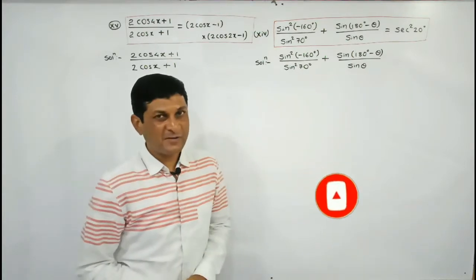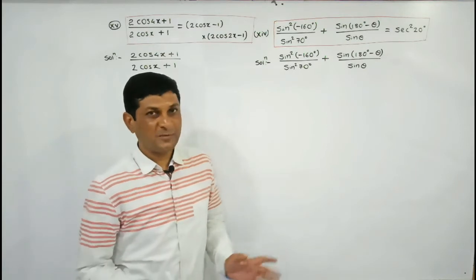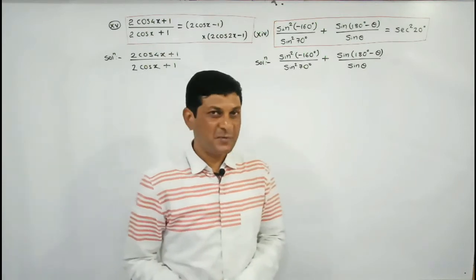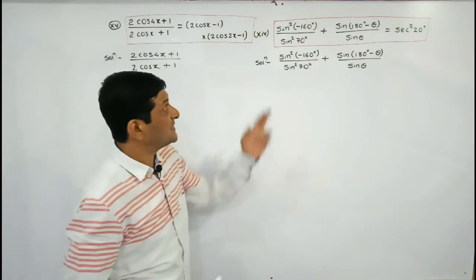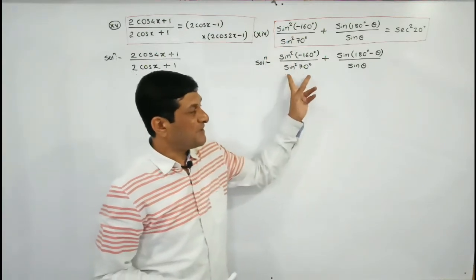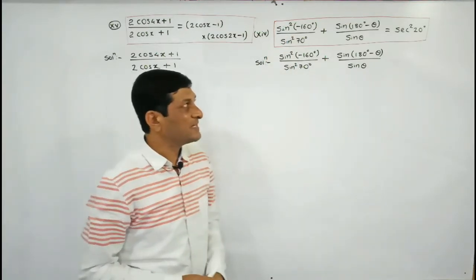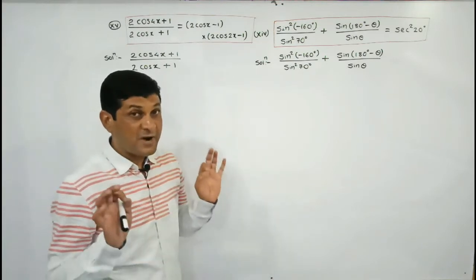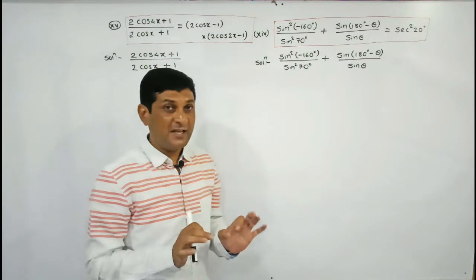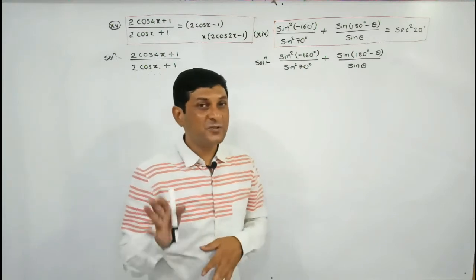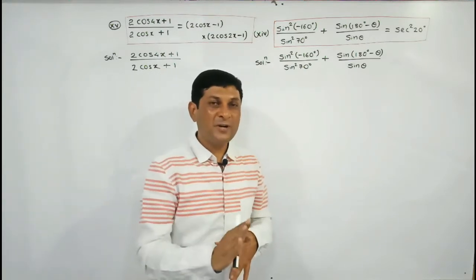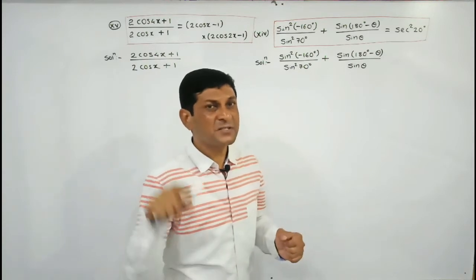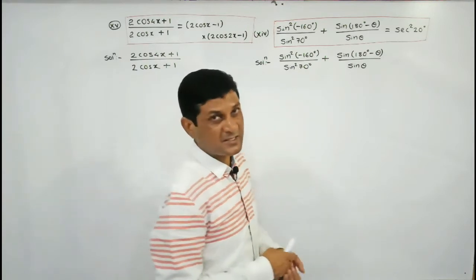So see the 14th example from question number 3 of exercise 3.3. We have considered the left hand side here and are simplifying it. What is our required result? Sec square 20 degrees. So let us simplify it and try to convert every angle into 20 degrees. If we are not able to convert an angle into 20 degrees, check whether at least the terms will get cancelled or not.